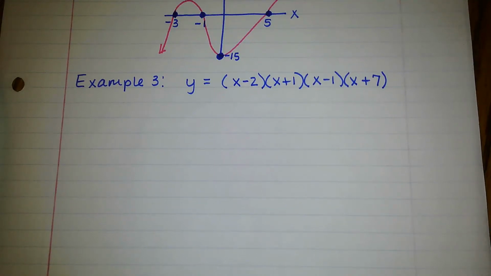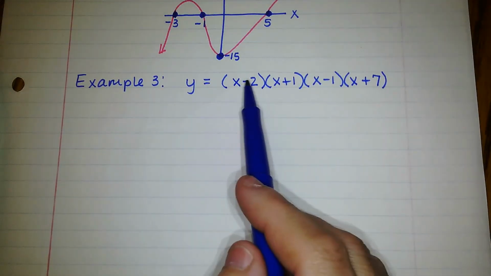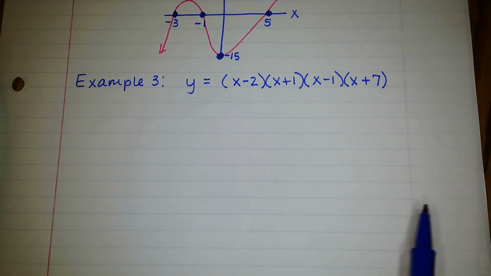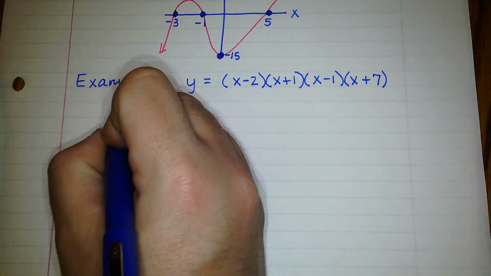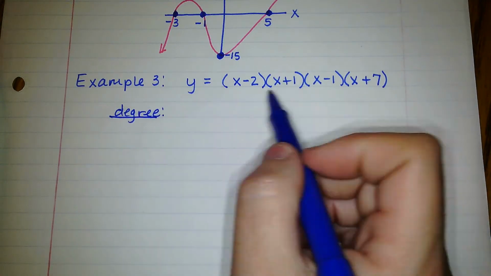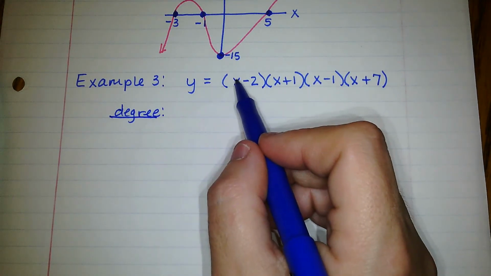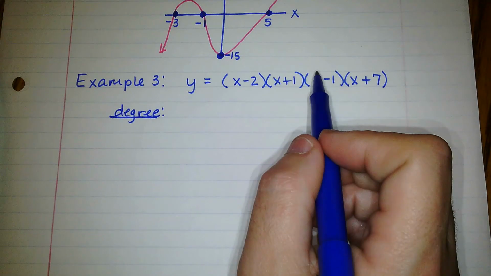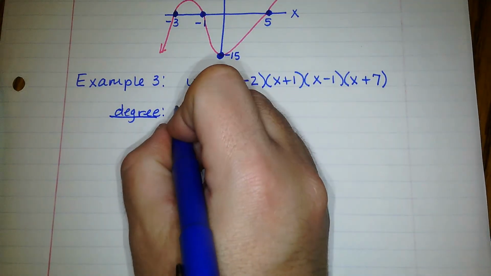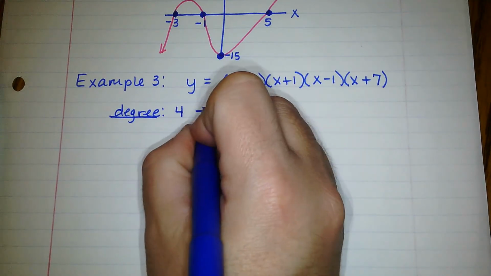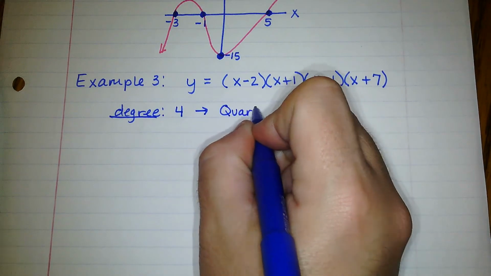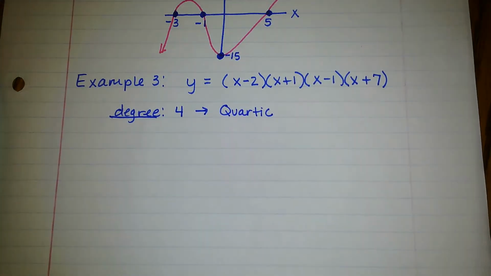Okay, so now we're on example 3, and if you notice, this factored one is super long, but we're still going through the process. We're still going to use our template. The first thing we're going to do is figure out what degree this is. So to find the degree for factored ones, we're just counting the x's. We have x times x times x times x. Oh, that's x to the 4th. So our degree is 4. And a 4th degree is called a quartic. So we have a quartic function.